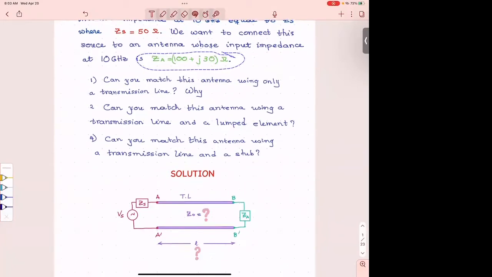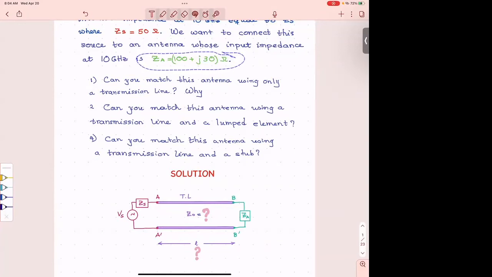So 3 questions in this problem. Number 1 question. Can you match the antenna using only a transmission line? We don't have to answer them now. I'm gonna show you the process by which you have to follow these solutions, because this is the best way to organize your solutions anyway. Okay, so that's first question. Can you match this second question? Can you match this antenna using a transmission line and a lumped element?